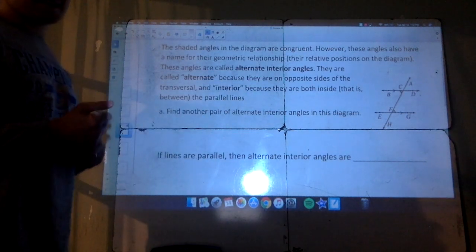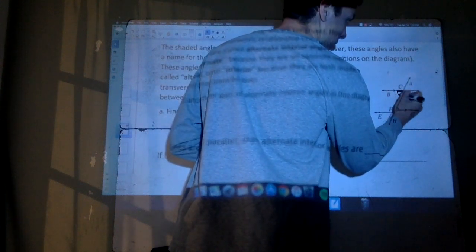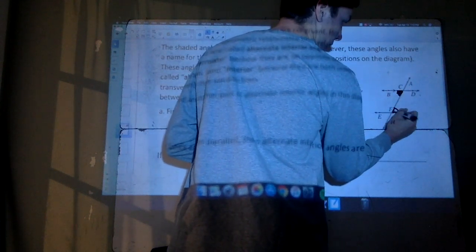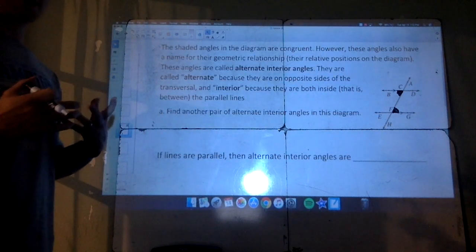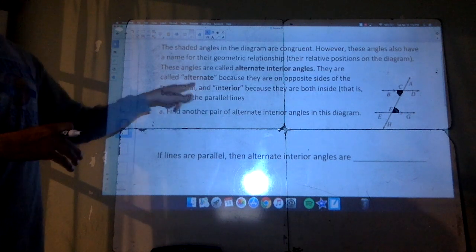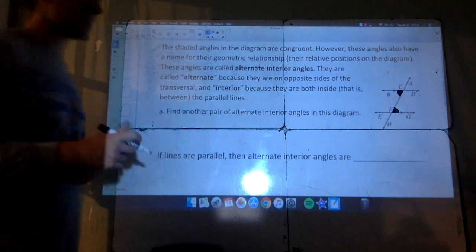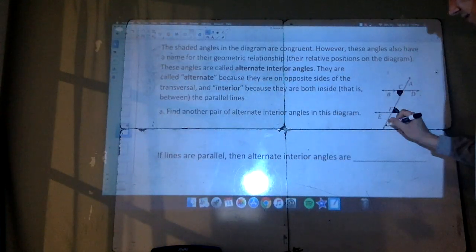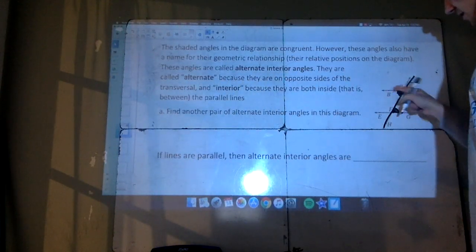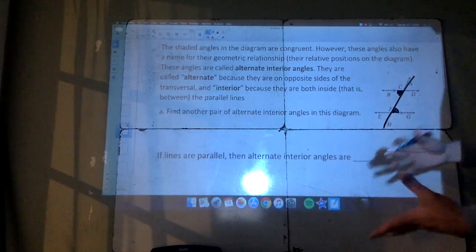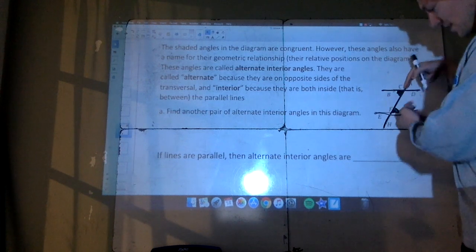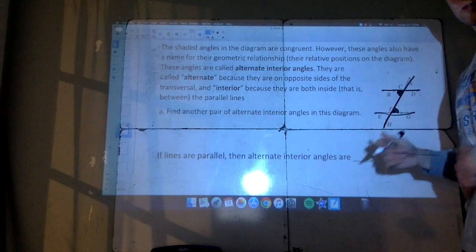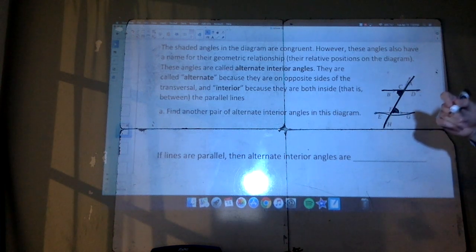So the shaded angles in the diagram are congruent. So the shaded angle is here and here. And they are congruent. These are called alternate interior angles. So they're called alternate because they are on opposite sides of the transversal. So what that means is we have our transversal here, and one's on the left side, one's on the right side, so alternate. And then interior because they are inside the parallel lines.